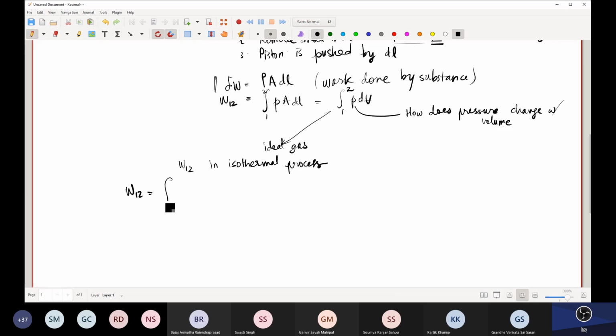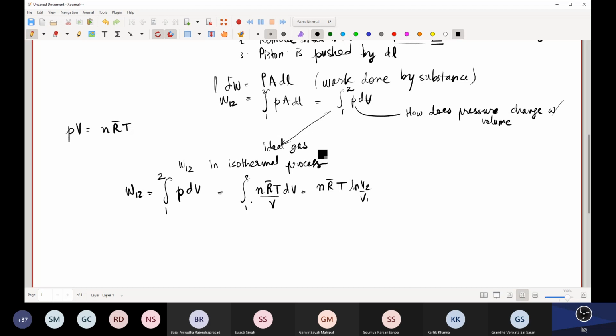So W12 will be the integral of PdV in going from 1 to 2, and we know that for an ideal gas PV is equal to nRT. So we can write this as the integral of nRT over V dV, thus yielding the very famous result nR̄T ln(V2/V1).